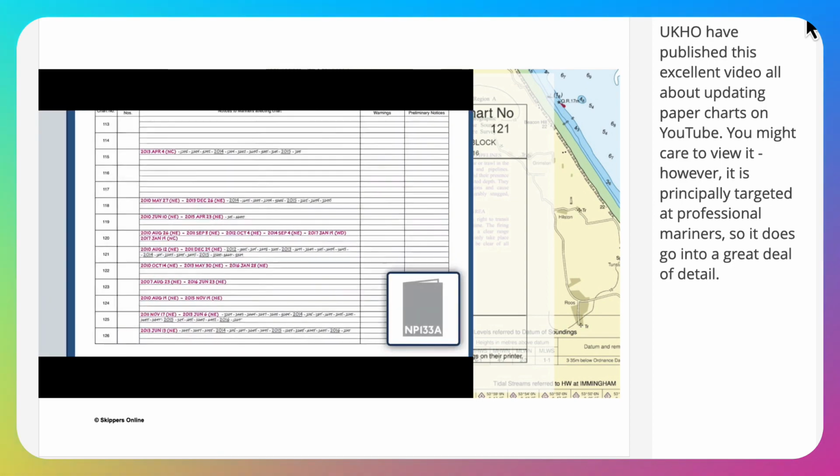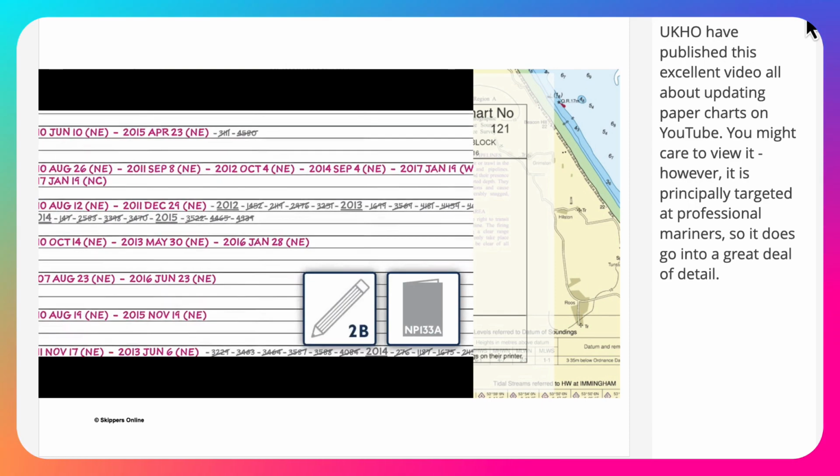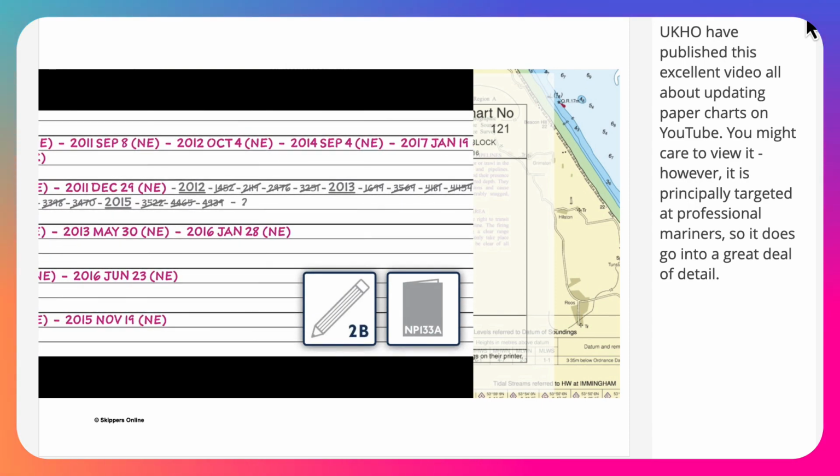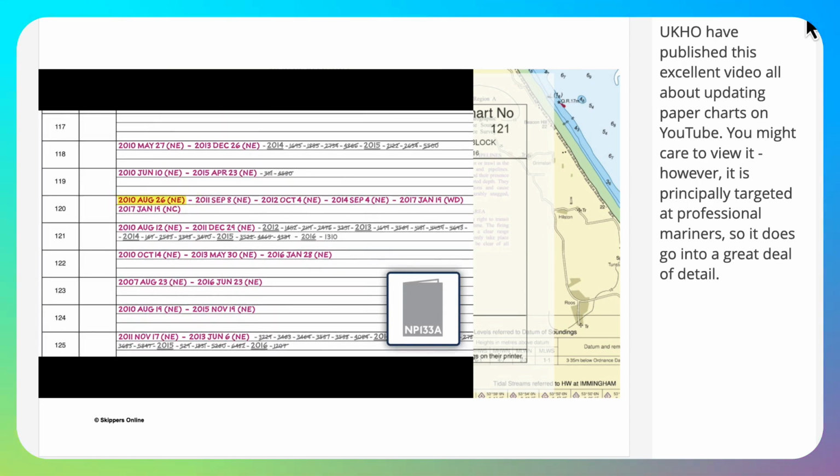On receipt of these items, identify which of your charts are affected and record the relevant NM number in pencil against the chart number in your paper chart maintenance record, NP133A. The date of new additions, new charts, or withdrawn charts should be entered in ink as a permanent record. Updates can then be applied with the use of tracings or NM blocks.